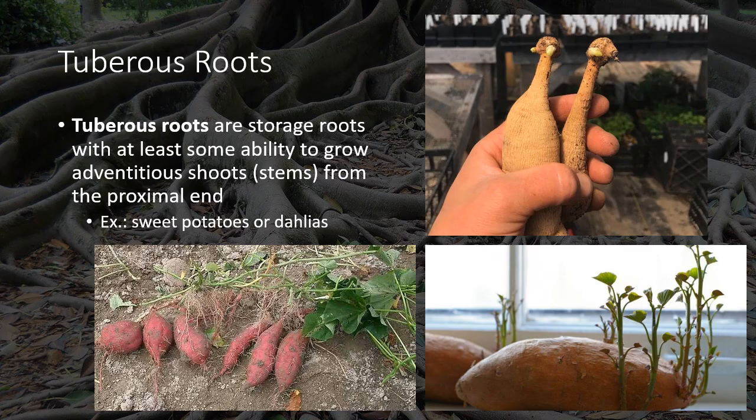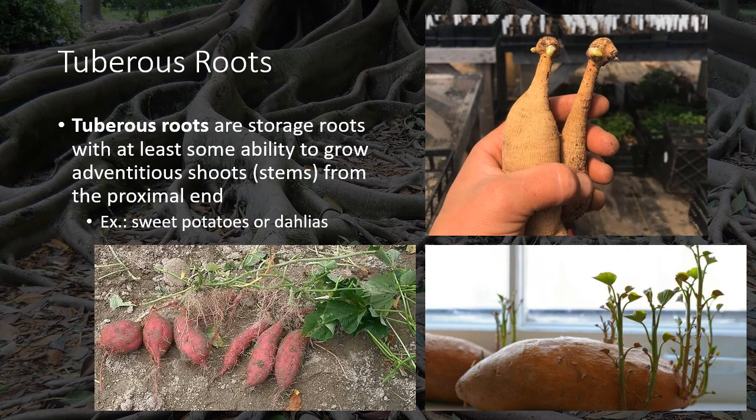The sweet potato is just a swollen storage root. And if you've ever left a sweet potato in your cupboard too long, you may have noticed that they will sprout stems and leaves from the proximal end. The proximal means closer to the center of the body of an organism, so not towards the ends or the extremities. So it's always the end that was closest to the stem that will sprout shoots.